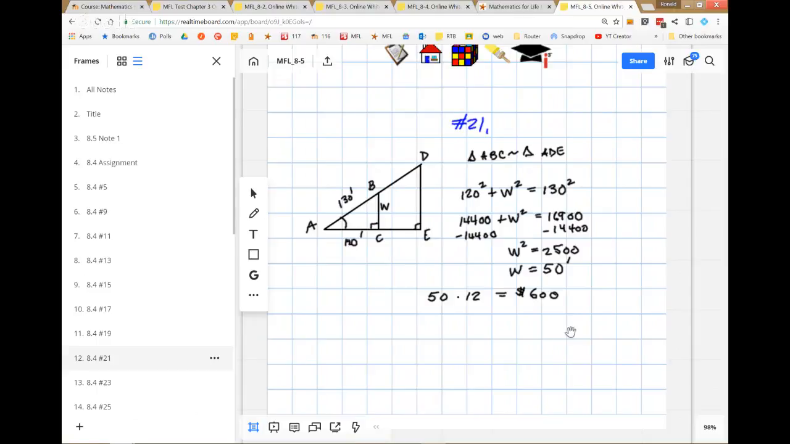Okay. Yeah, you were right. That's the Pythagorean theorem that needs to be used here. A squared plus B squared equals C squared.